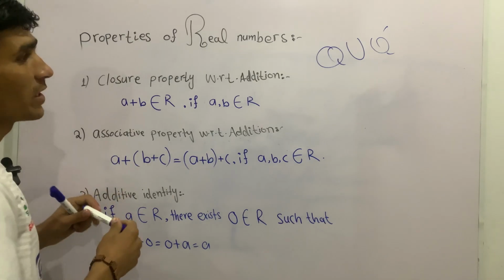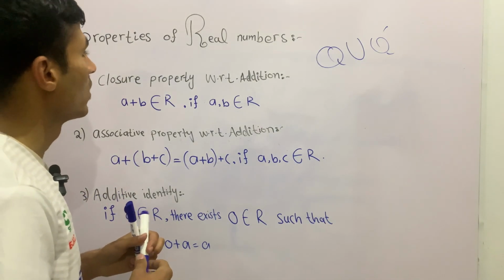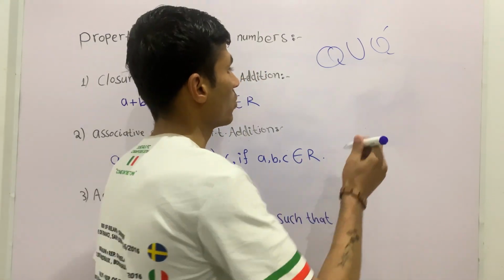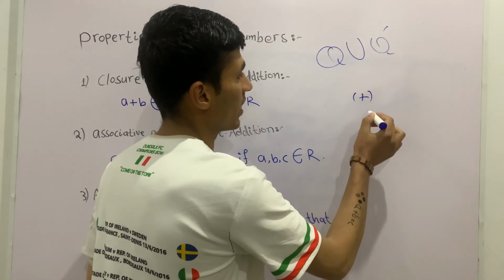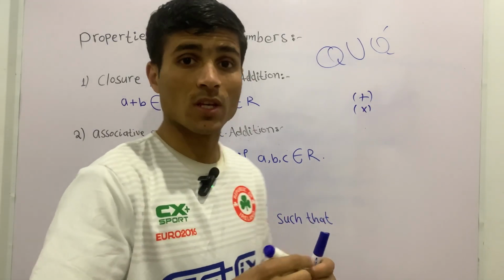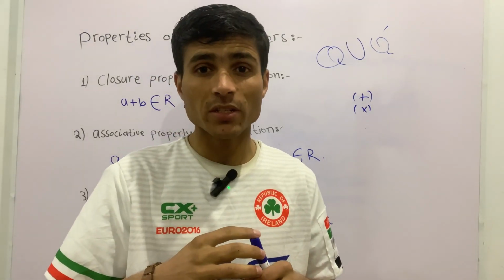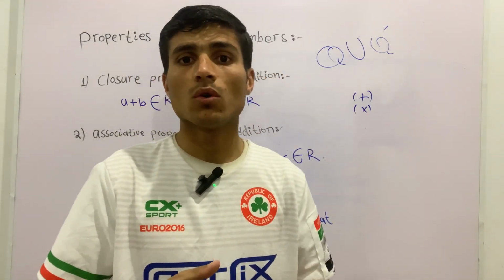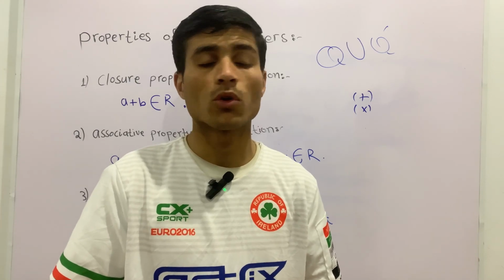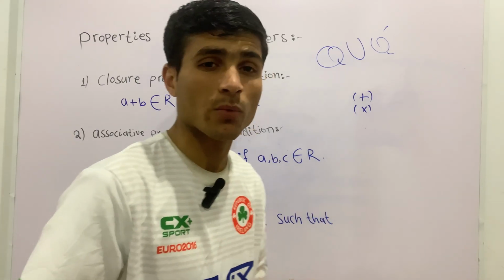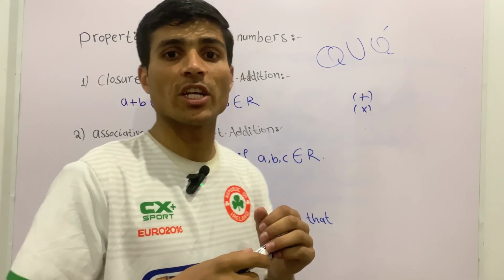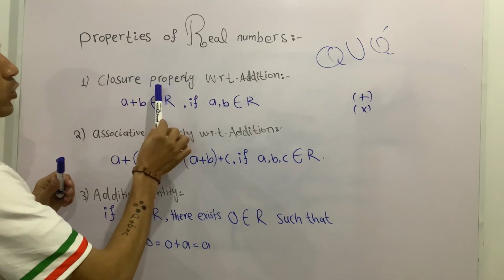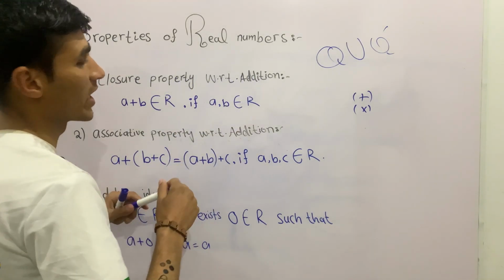The first property that we have, look here, we have properties of real numbers with respect to addition and multiplication. In this video, we're gonna cover all of these properties. So first, I'm gonna start with the properties with respect to addition. The first property that I have is the closure property with respect to addition.